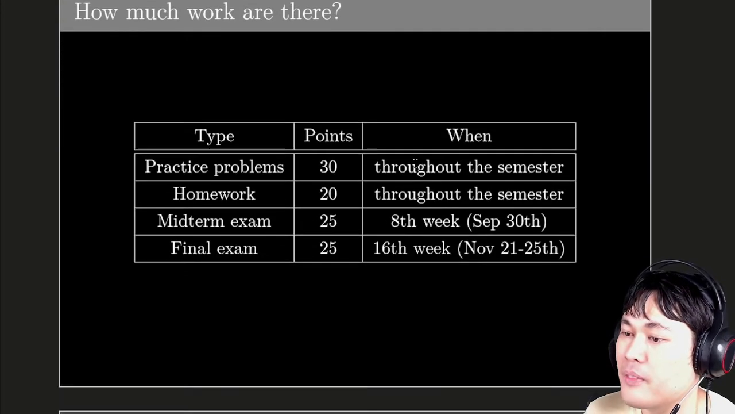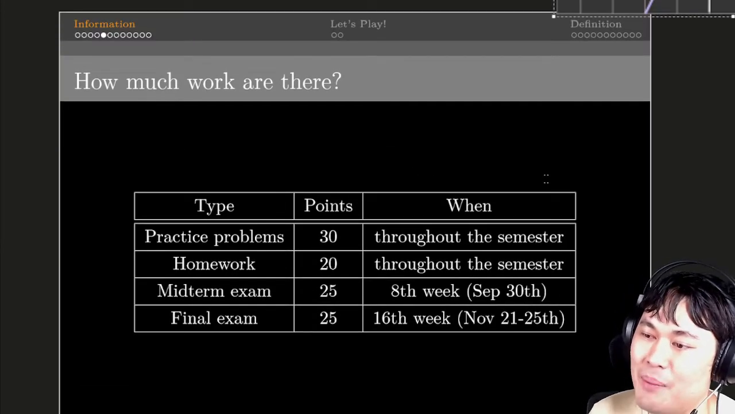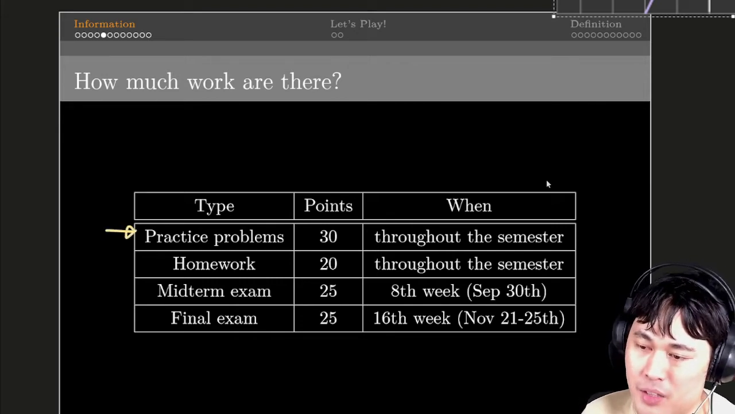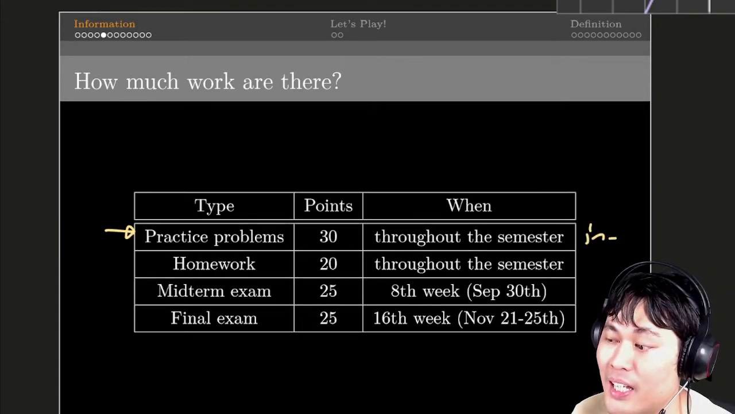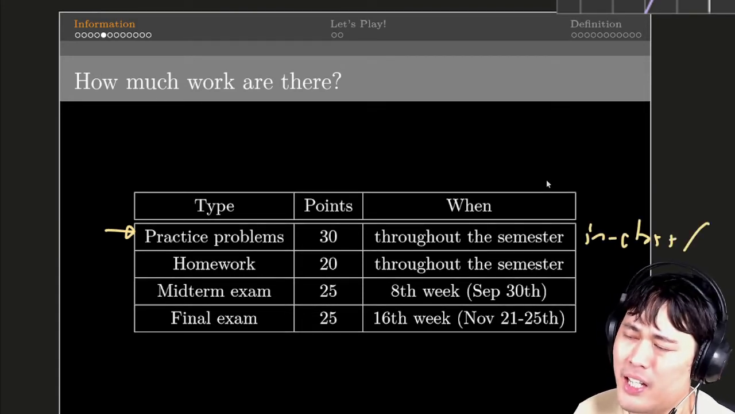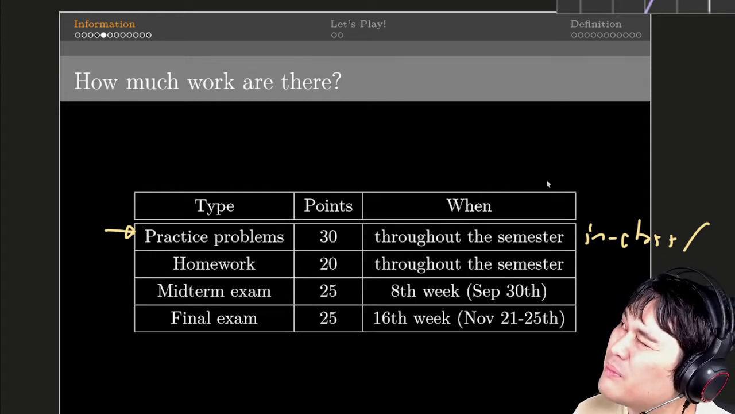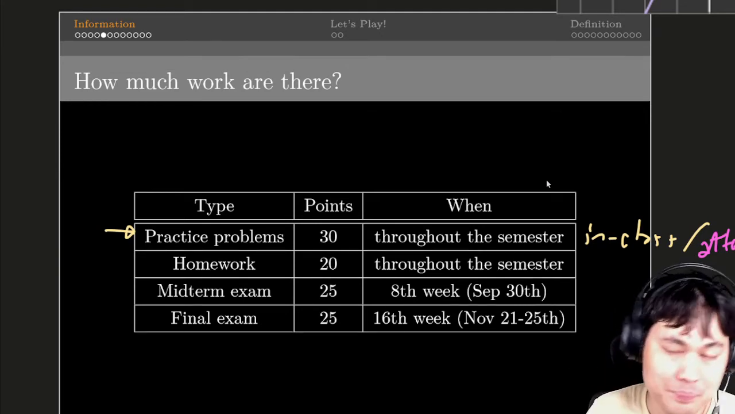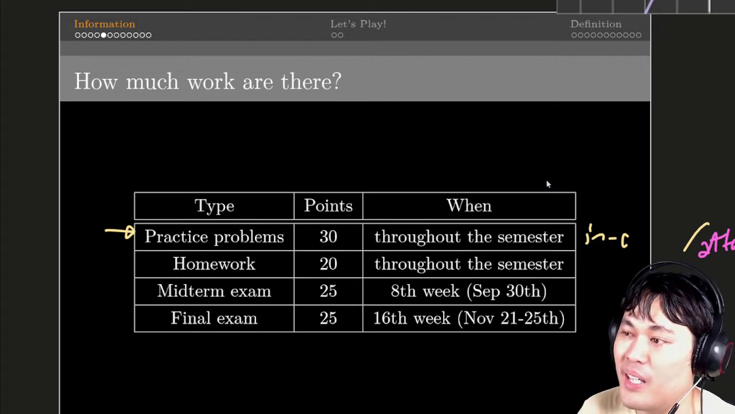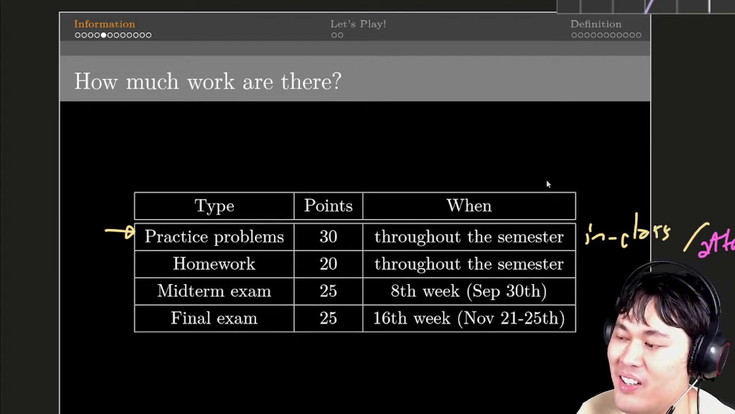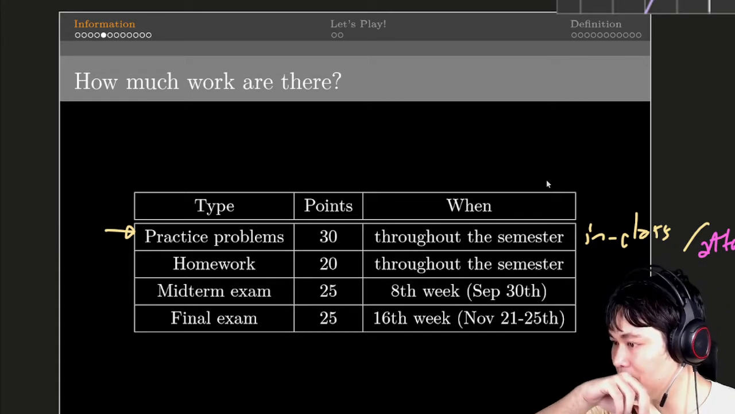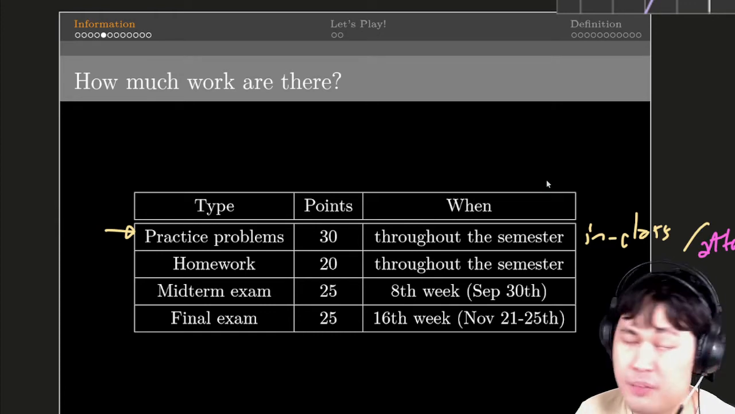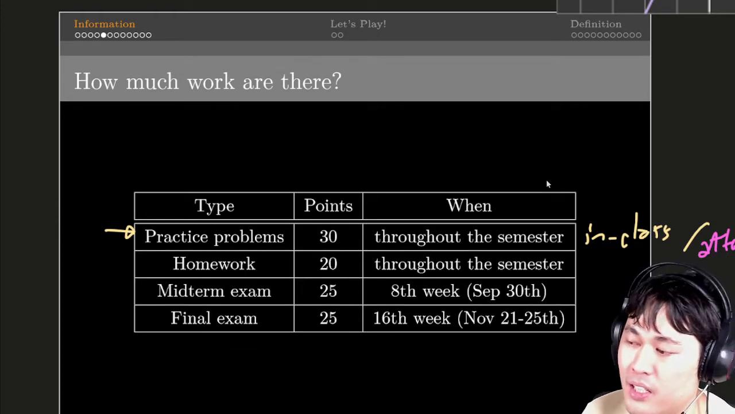Next we have grades. Of course, that's important. How much work is there for this class? Right there, the grades are split into 4 parts. First, we have practice problems, which is what we do in class, and which also serves as attendance, because I'm not checking your camera or your presence in the class. But I will expect you to submit work at the end of each class.